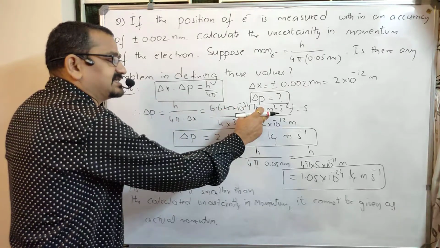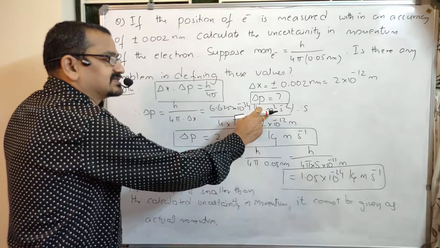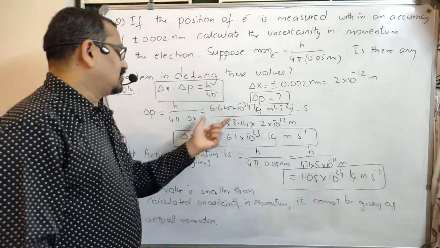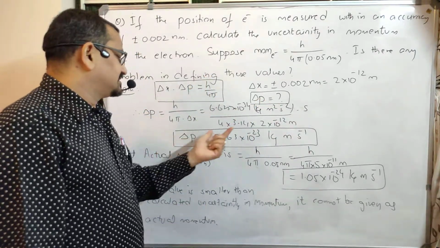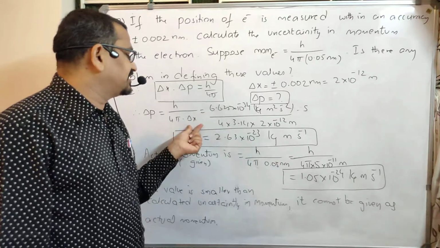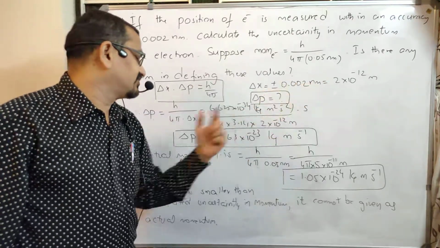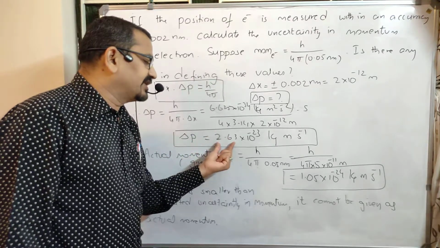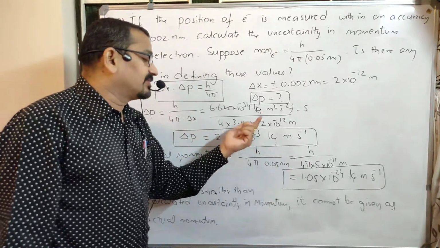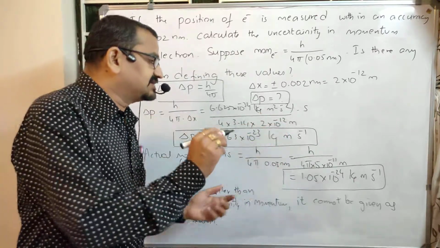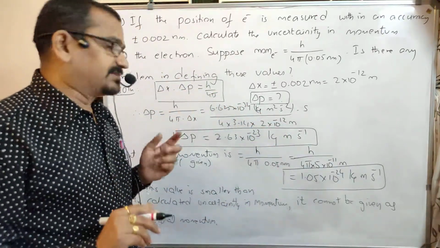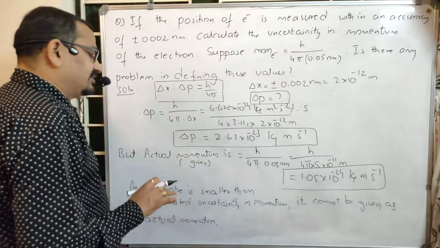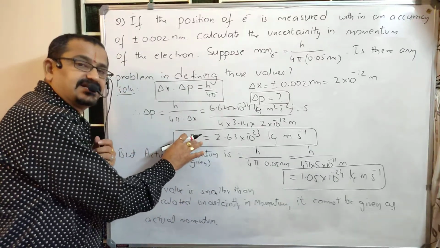This is joule. Instead of joule, I substituted kg, meter square and second inverse square. On simplification, see 4 pi and uncertainty in position is 2 into 10 power minus 12 meters. We got this uncertainty in momentum as 2.63 into 10 power minus 23 kg meter per second. Now, this is the calculated uncertainty in momentum.